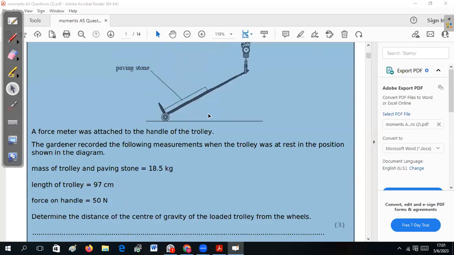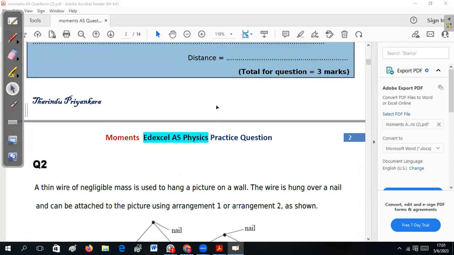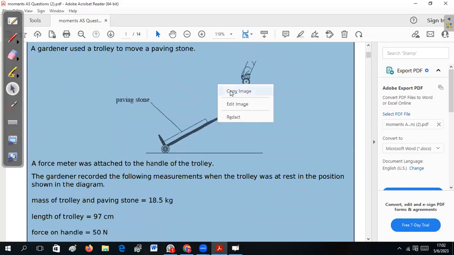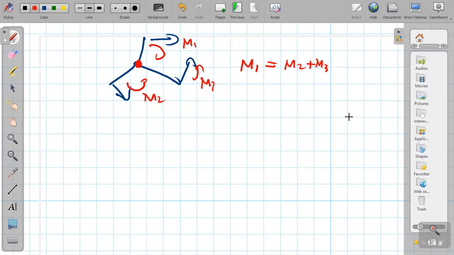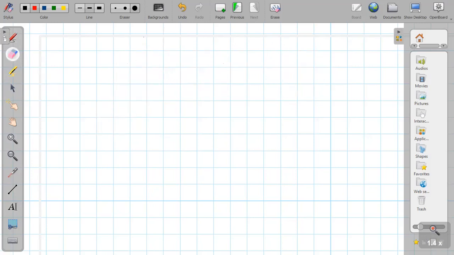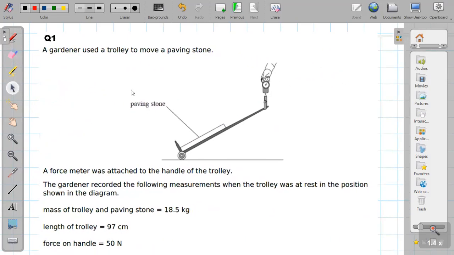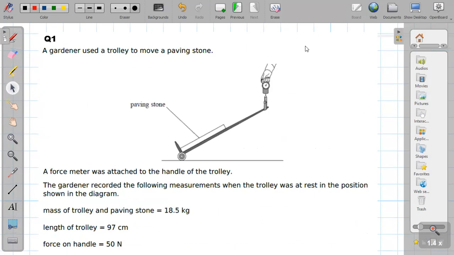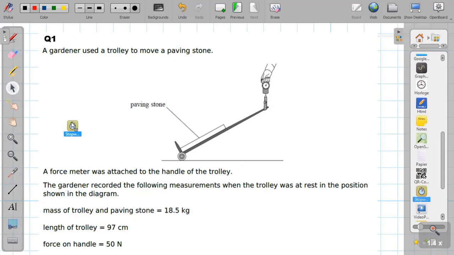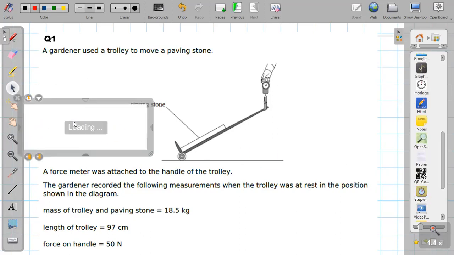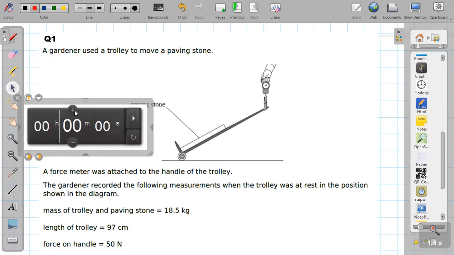So shall we try a question? Try the first one. I'll give you five minutes because this is a really simple question. Maximum 5 minutes.